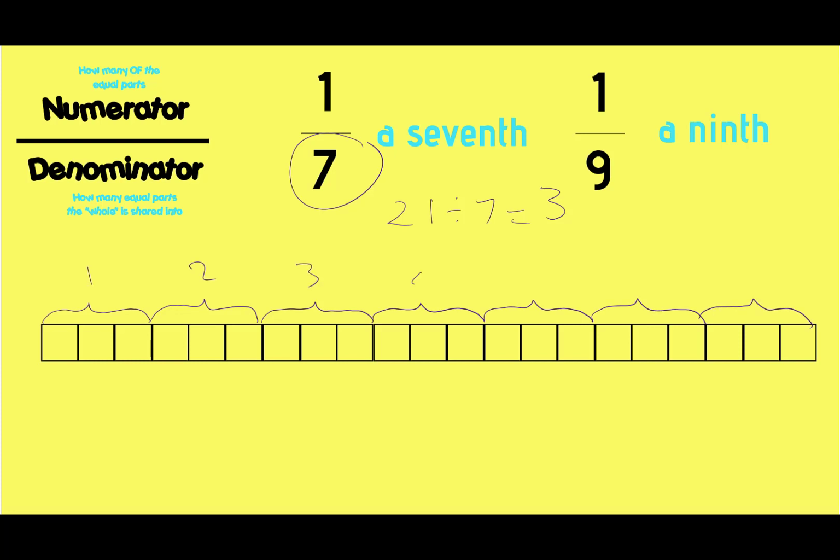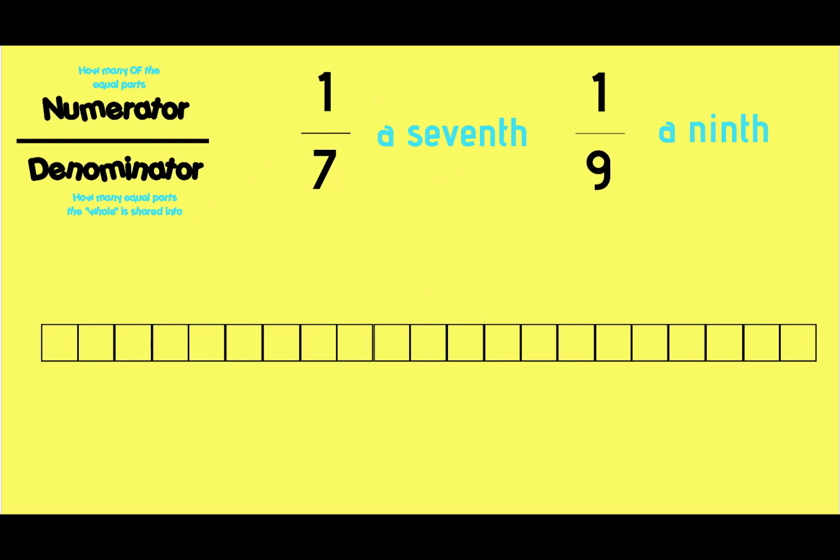One, 2, 3, 4, 5, 6, 7. I've got my 7 equal groups. So this bit is correct. There's 7 equal groups. And I only want to look at one of my groups. So I'm going to shade in one group out of my 7 groups. And there we have it. Let's have a look with a 9th now.